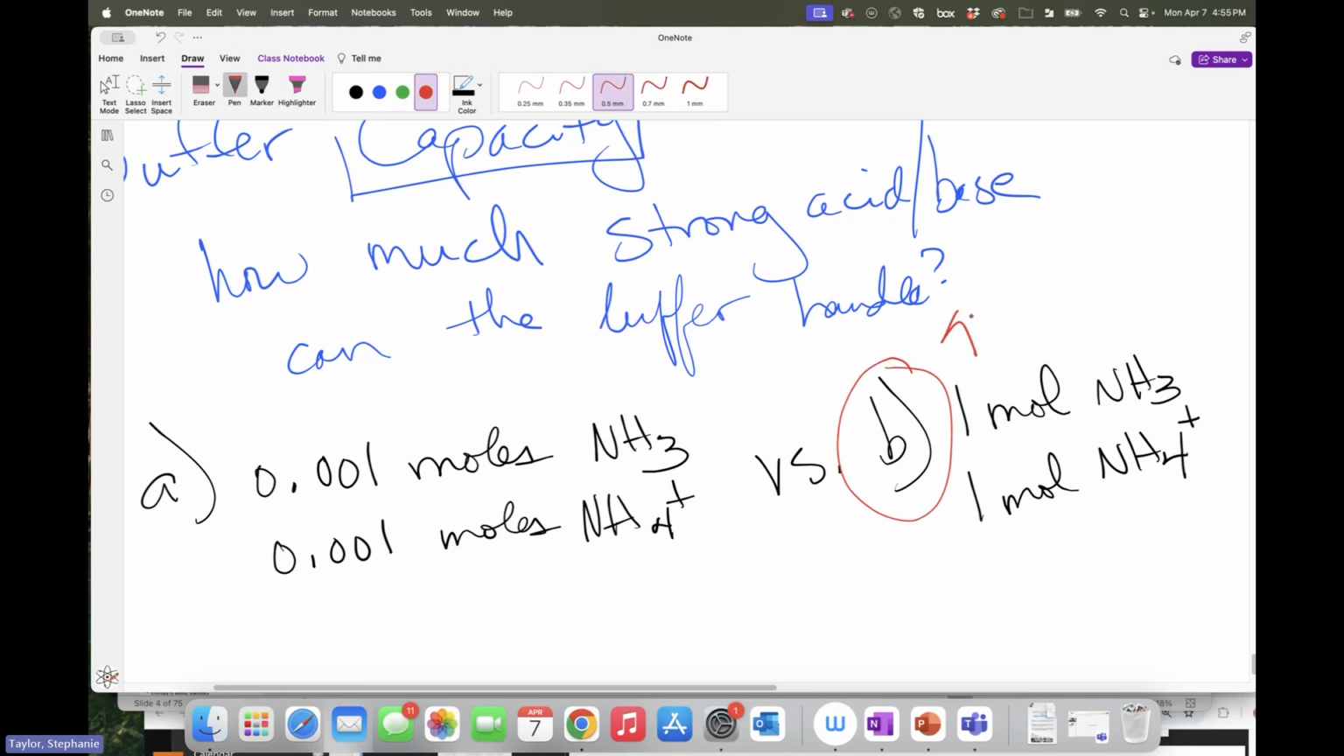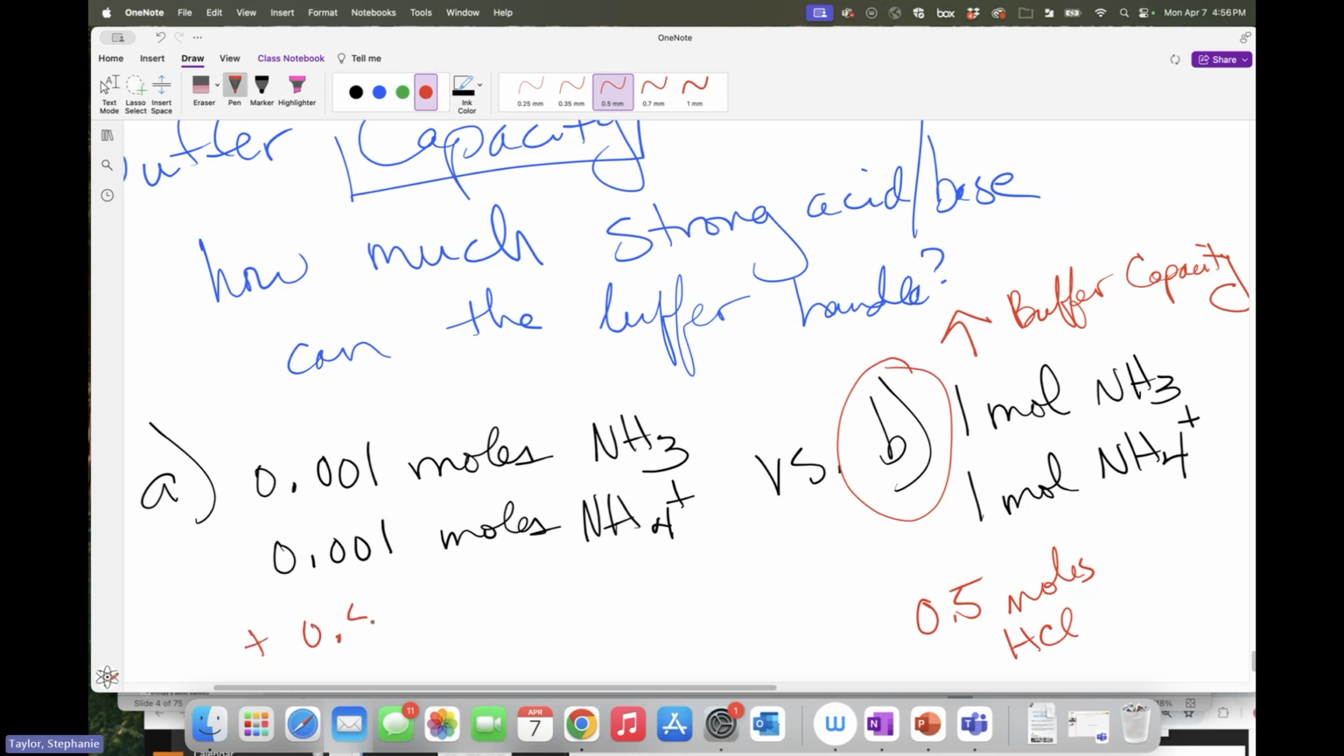B has the higher buffer capacity because I could put in 0.5 moles of HCl and I would still have kind of the same pH that I started with. It would change. Adding an acid to a buffer does change the pH, but I would still have a buffer if I added half of a mole of hydrochloric acid to B.